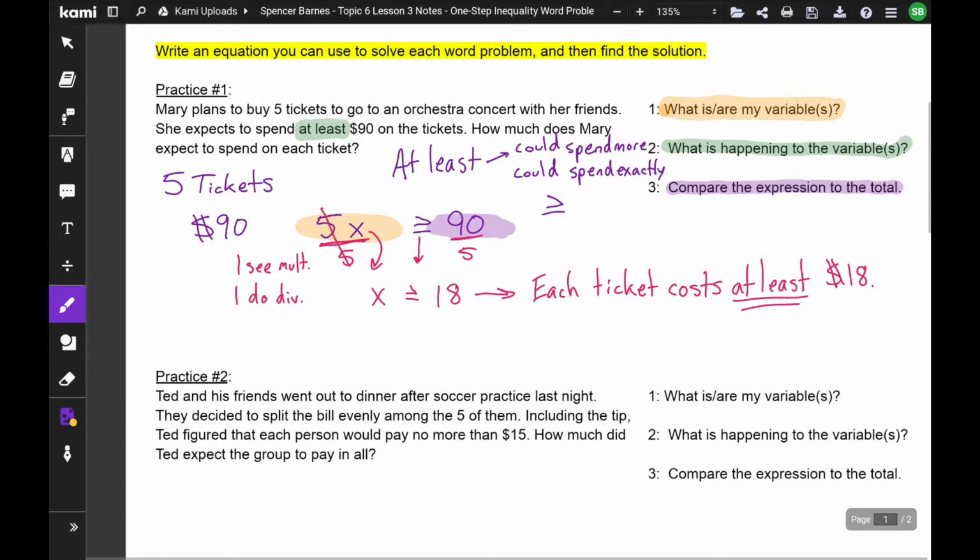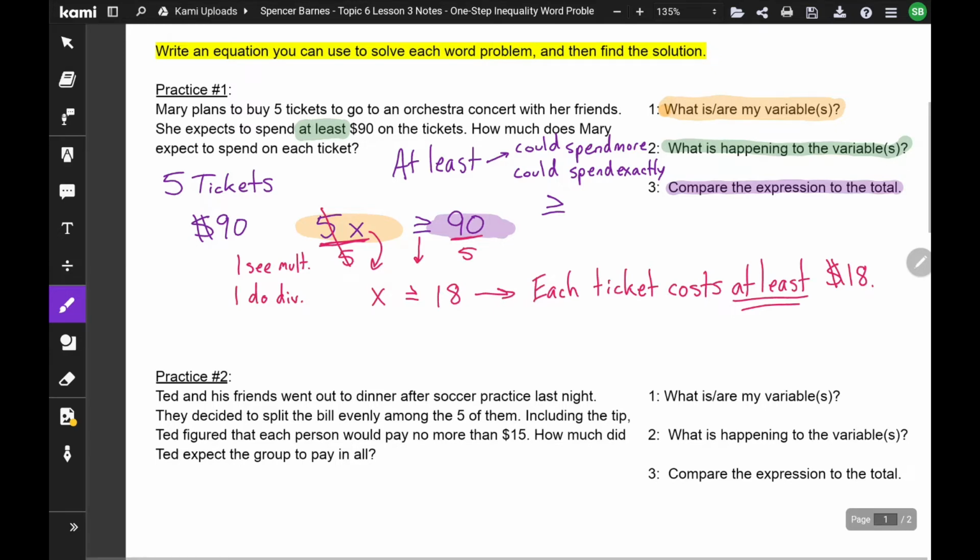Got it. Okay. Ted and his friends went out to dinner after soccer practice last night. They decided to split the bill evenly among the 5 of them. Including the tip, Ted figured that each person would pay no more than $15. How much did Ted expect the group to pay in all?